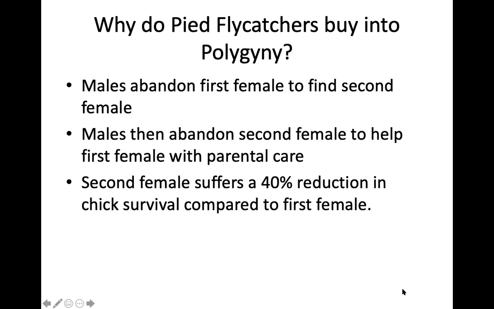So the question is, why does the second female buy into this? Why would she do this? Why would she suffer this 40% reduction in chick survival? Why not go find an unmated male and be the first female with that male? What's an obvious reason?